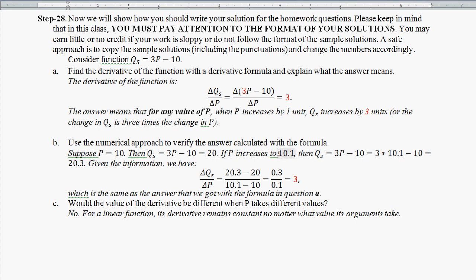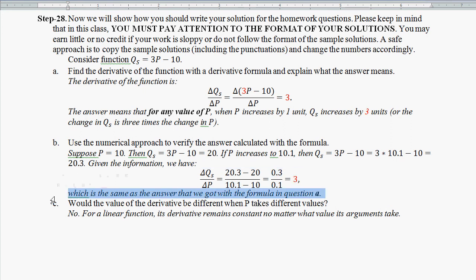Given these results, now we have the change in QS divided by the change in p is equal to 0.3 over 0.1. The change in QS is 0.3. The change in p is 0.1. The answer is 3, which is the same as the answer that we got with the formula in question A. 3 here, 3 here. Again, the answer here is equal to the answer here.